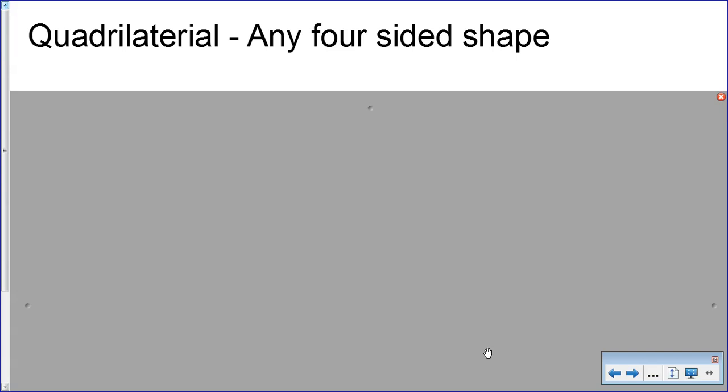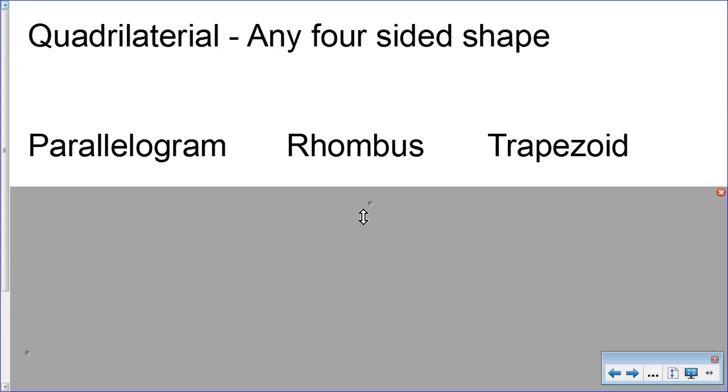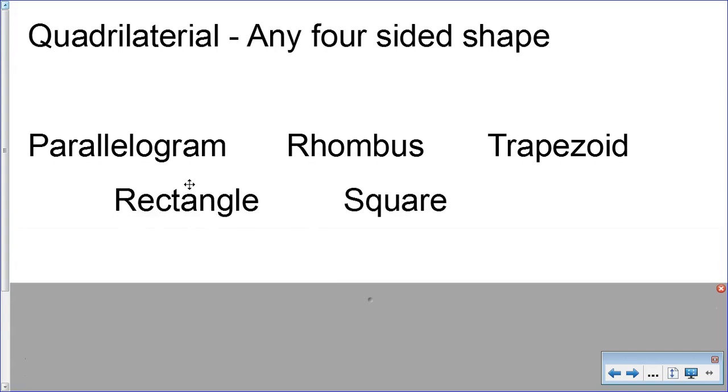The four-sided shapes we've been working with in this chapter are parallelograms and rhombuses and trapezoids. And in fact, I've named them all here. Rectangles are a special type of parallelogram, and squares are a special type of rhombus. Squares are also special rectangles. Squares are super special shapes.